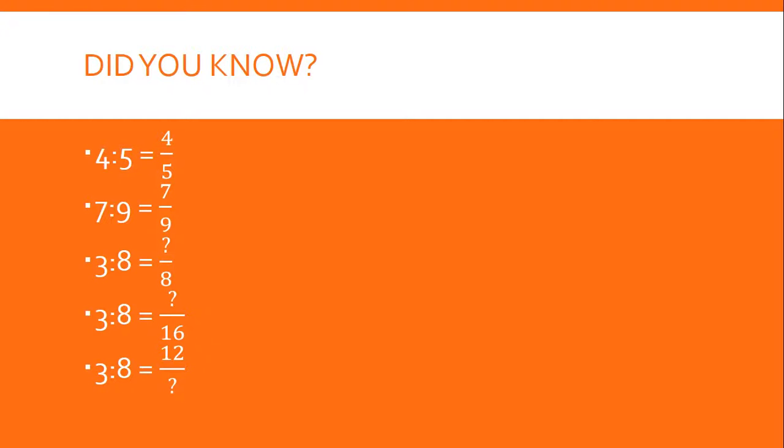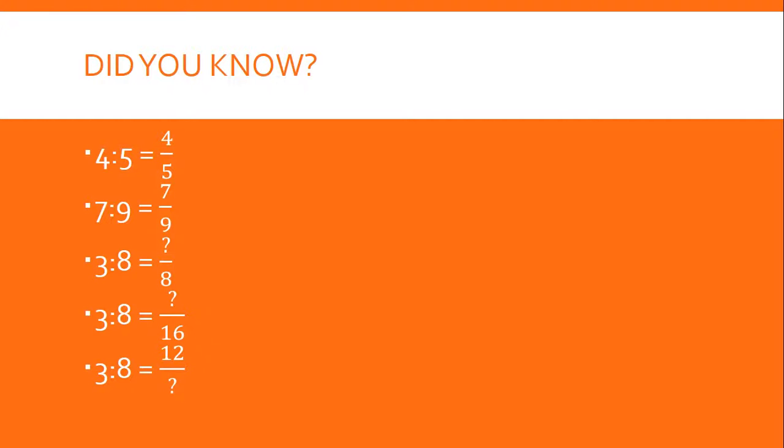Next, 3 is to 8 is the same as what out of 16? How do I solve this? Well, 8 times 2 equals 16. So I'll just have to take 3 times 2 and I will get 6. So 3 is to 8 is the same as 6 out of 16.